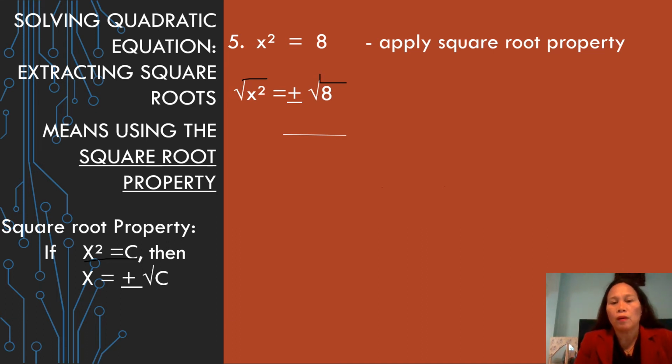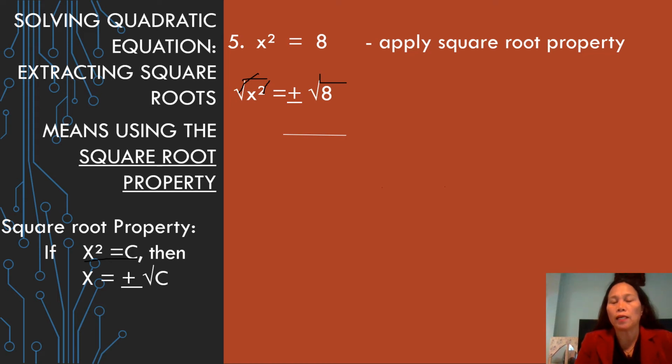Now, what is the square root of 8? 8 is not a perfect square. So, hindi tayo magkakaroon ng perfect square na sagot dito. So, ito, mawawala na yan. What is left here is x is equal to square root of 8, positive and negative. Now, hindi pa siya naka-simplify yung radical na yan. So, isi-simplify natin. This is where your knowledge in simplifying a radical comes in.